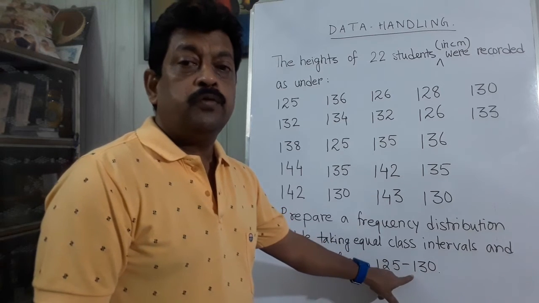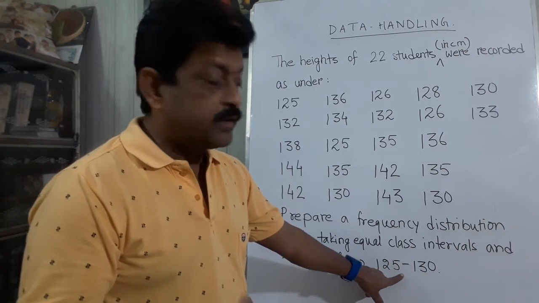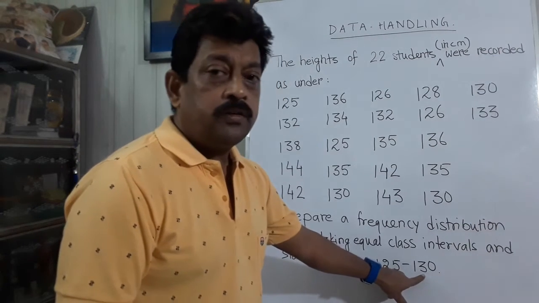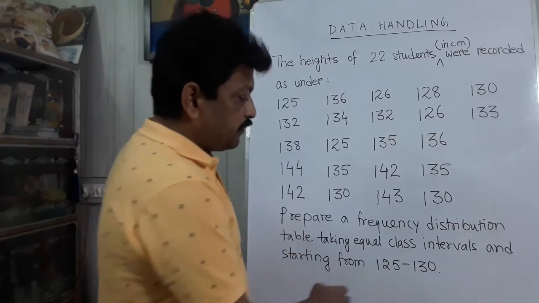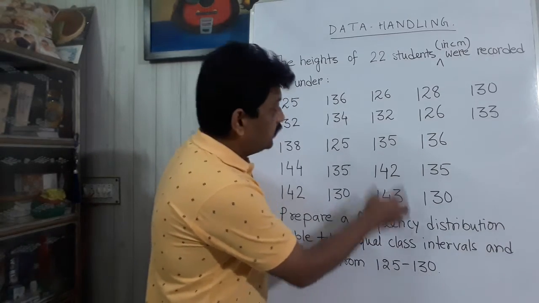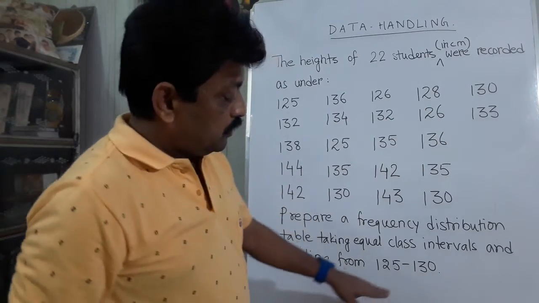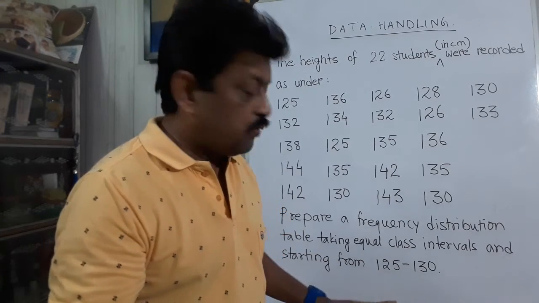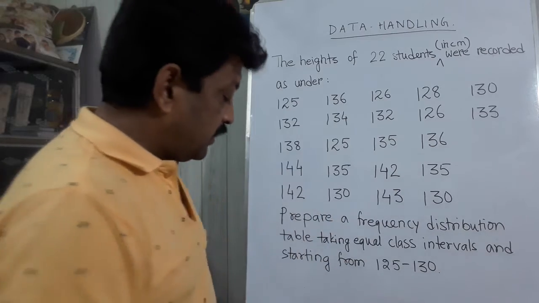We cannot put 130 in this class. It is known as excluding type or excluded type, where the upper limit is not included, it goes to the next class. That means if any observation is 130 here, I cannot take this in this class, but I have to take it in the next class, that is 130 to 135. Let me do the sum, it will become clear.